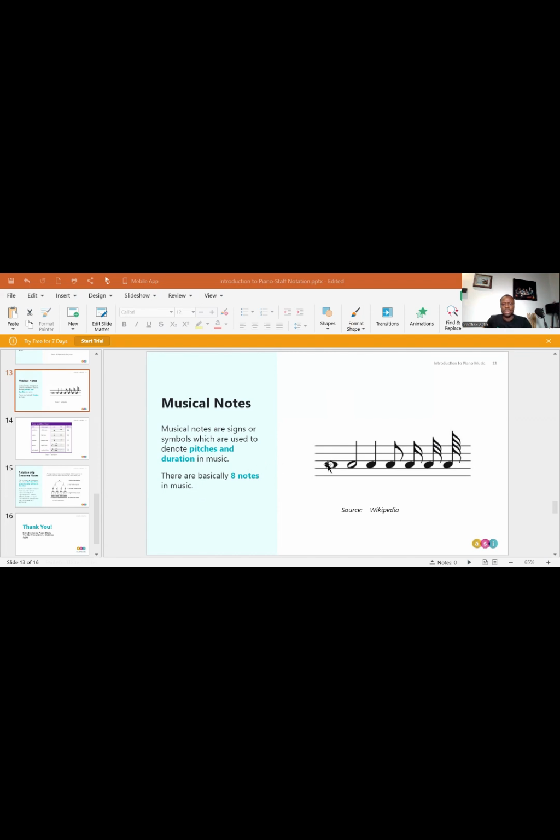And going further, we look at the various features that make up a musical note. So we look at the shaded oval note. We look at a stem. We look at a tail. But we also have notes that are not shaded as well. So we'll be looking at the various types of musical note symbols and their names in the next slide.